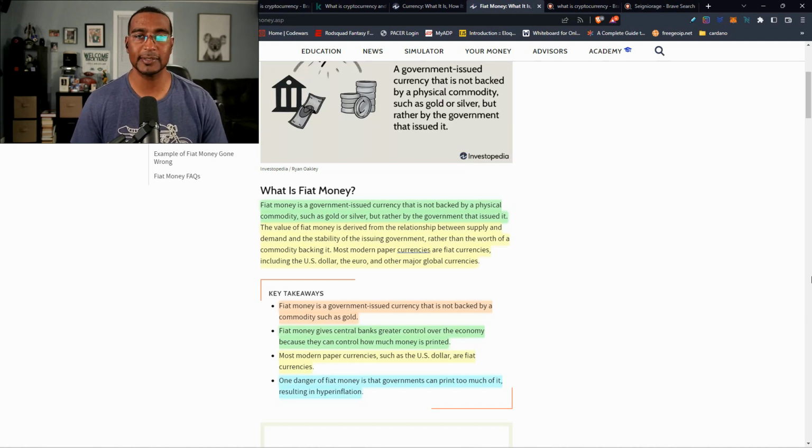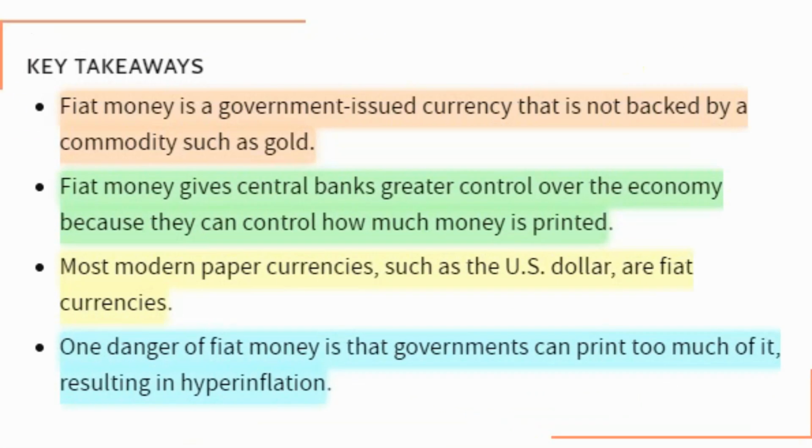All right, let's look at some of the key takeaways. Fiat money is government-issued currency that is not backed by a commodity such as gold. Fiat money gives central banks greater control over economies because they can control how much money is printed.